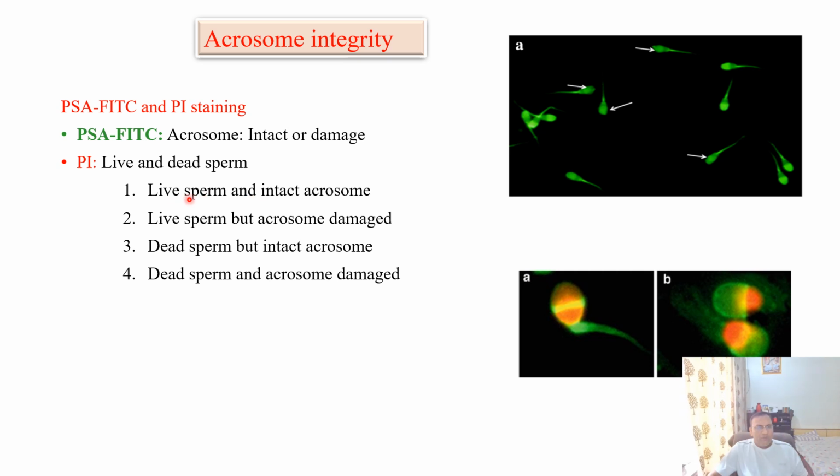Live sperm means PI negative. Intact acrosome means FITC positive. So you should remember, if PI penetrates the cells and attaches to the nucleus, it means the cells are dead. PI negative means live cell. PI positive means dead. Opposite to that, FITC positive means intact acrosome, FITC negative means damaged acrosome.